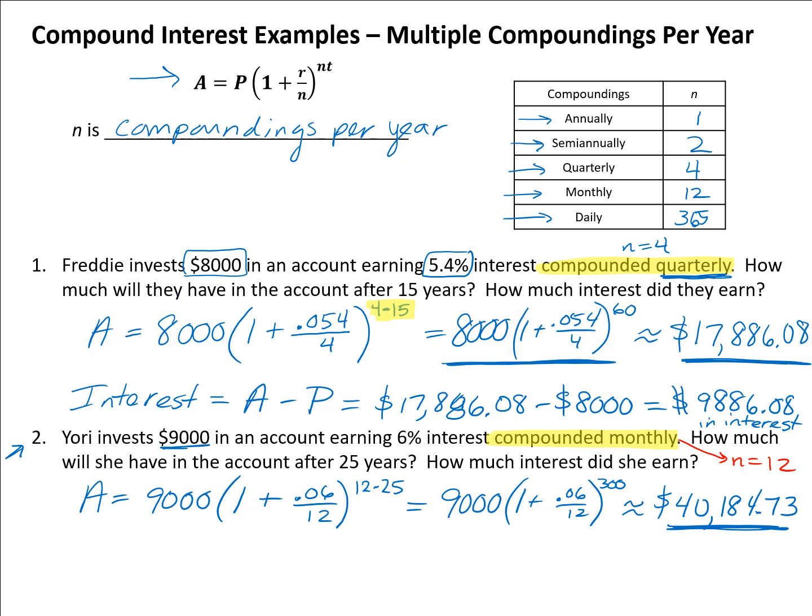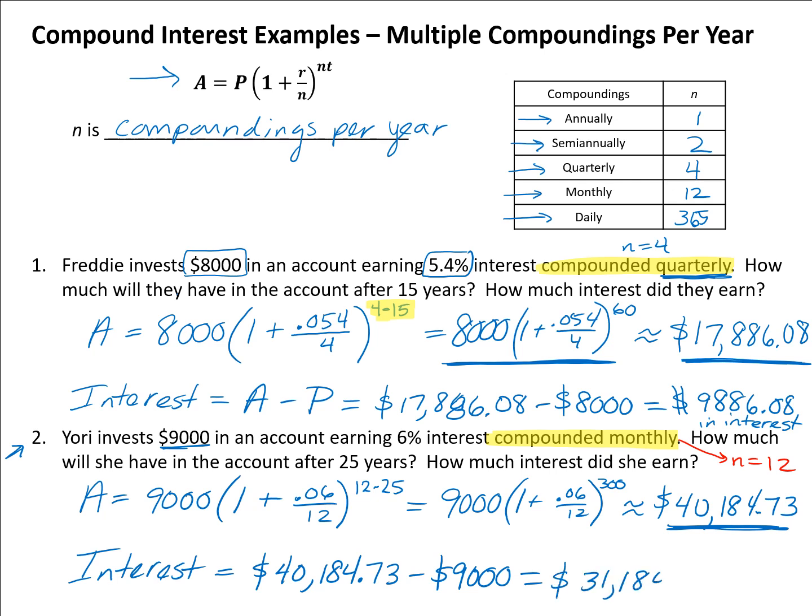$40,184.73. So after 25 years, Yori's going to have $40,184.73 in that account. The interest that she's earned during those 25 years will be that final amount, that future value of $40,184.73 minus what she started with, $9,000. So her interest that she's earned is actually $31,184.73.